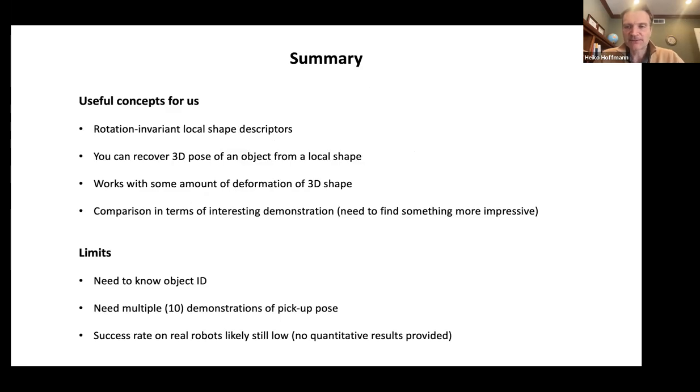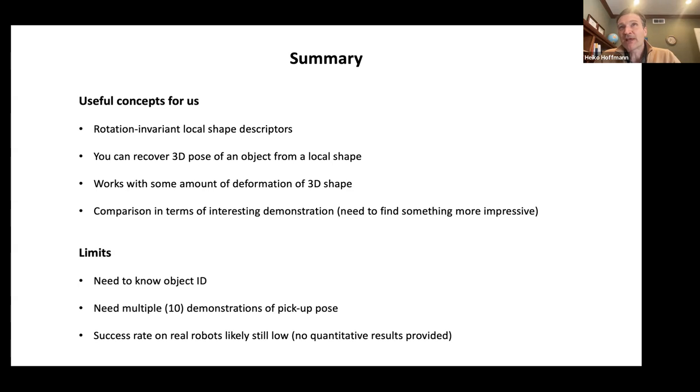So to summarize, I think the useful concept in there is this particular idea of rotation invariant local shape descriptors, which effectively let us recover the 3D pose of an object. And so it could be one way, right? And maybe we could have multiple of those to recover the pose of an object. It works with some amount of deformation of the 3D shape.